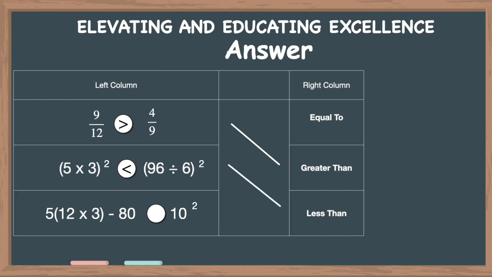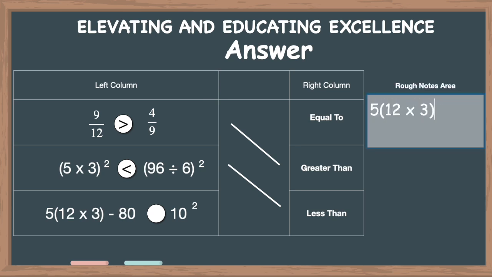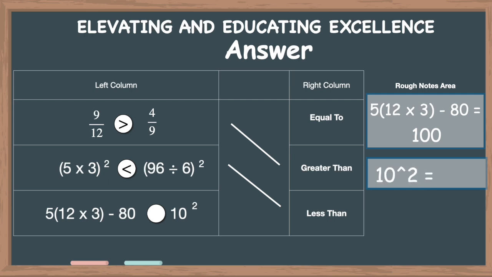So let's do the last column. So in order to complete the last column, we're going to first draw a rough box. And in that rough box, we're going to write 5 open bracket 12 times 3 close bracket minus 80. And that equals 100. And then we're going to draw another rough box. And in that rough box, we're going to write 10 to the exponent of 2. And that equals 100. So now we're going to draw the equal sign to represent equal to, and then we're going to draw a line going towards equal to.